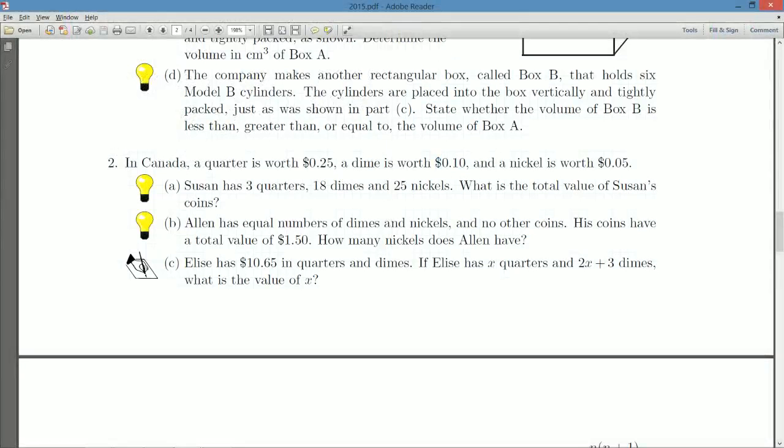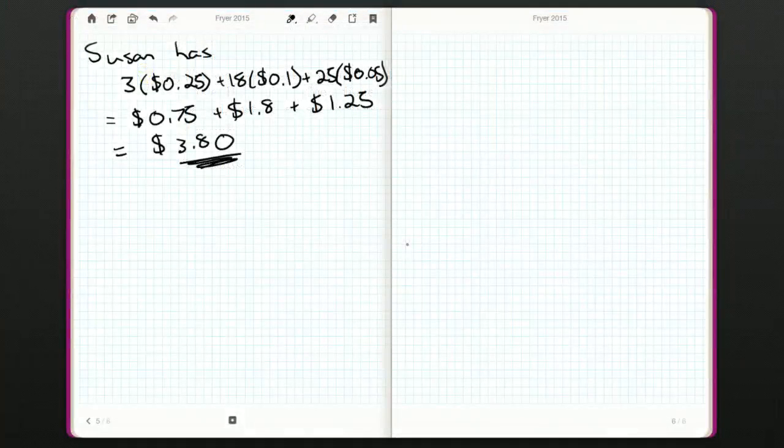So part B. Alan has equal numbers of dimes and nickels and no other coins. His coins have a total value of $1.50. How many nickels does Alan have? Okay, so we're going to have to use a little algebra to solve this one. We want the number of nickels that Alan has.